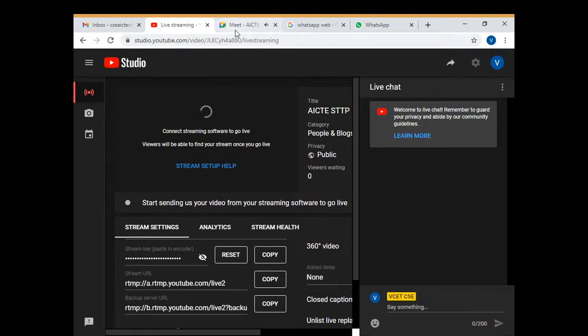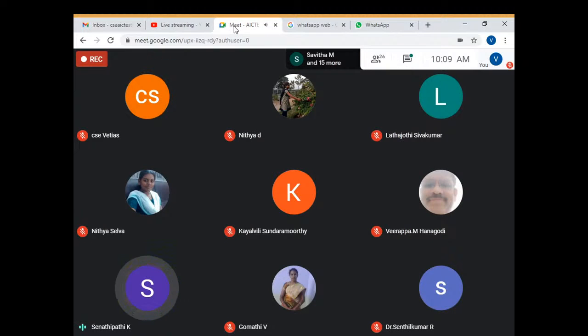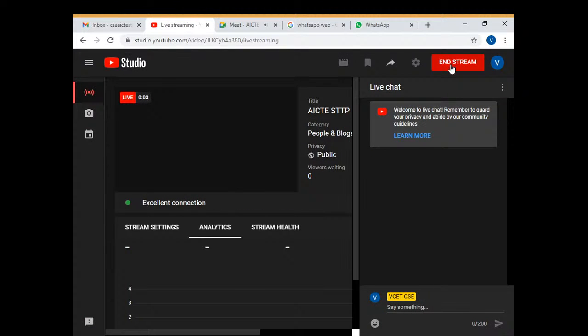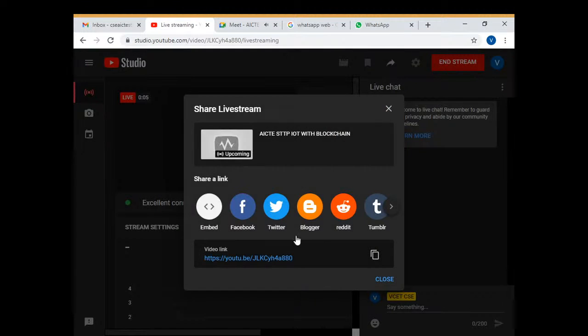So in this session, we are going to present about concepts and components of blockchain technology and analysis of integrating IoT and blockchain technology. Right.